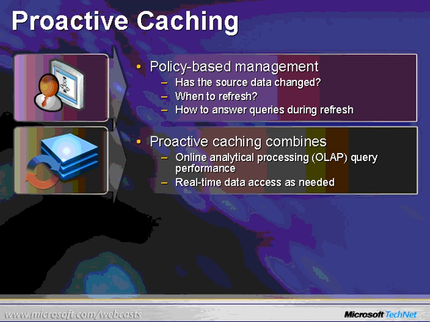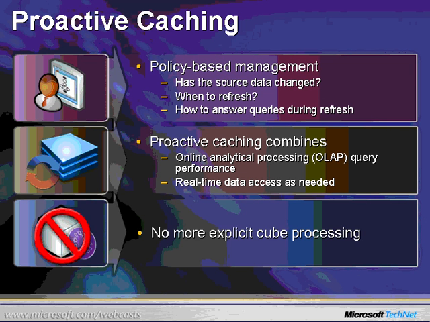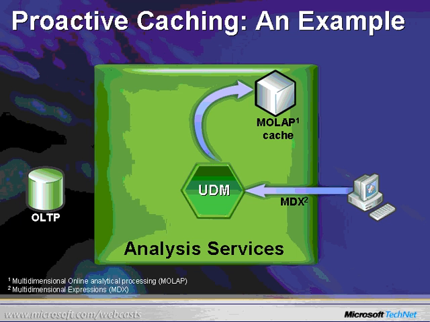The one main point of proactive caching is that the policies allow us to develop the data without having to explicitly process the cube, as you normally do with a traditional OLAP load and run scenario. So there are many different scenarios where proactive caching can really help to deliver this real-time BI.